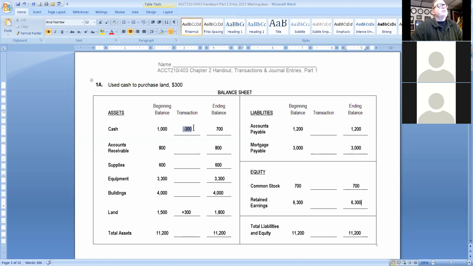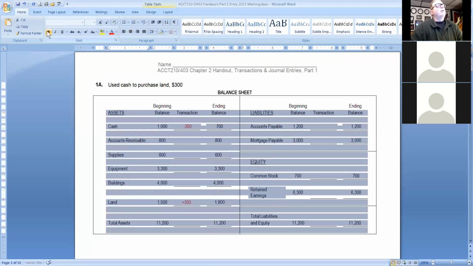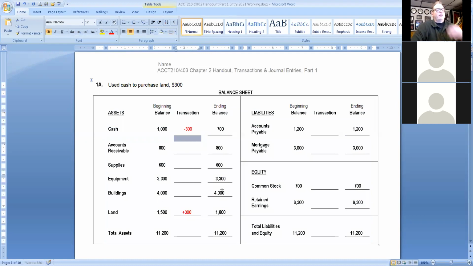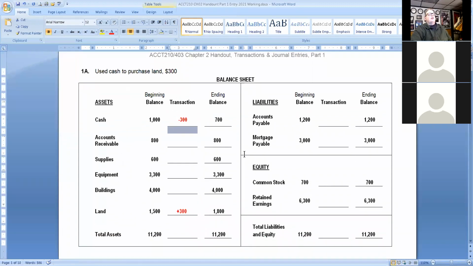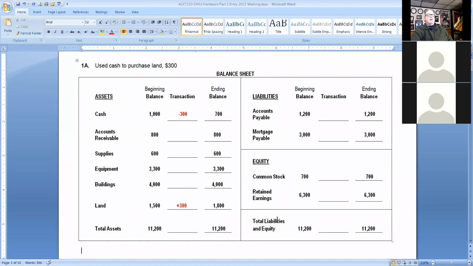So here's our transaction that we had. Can we bold these? I'll make them better. Well, they are bold. Okay, so there is what happened. This is a transaction. It reduced our cash and it increased our land, and that's it for that one.